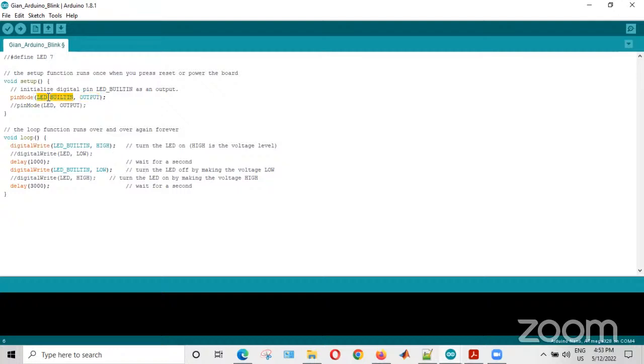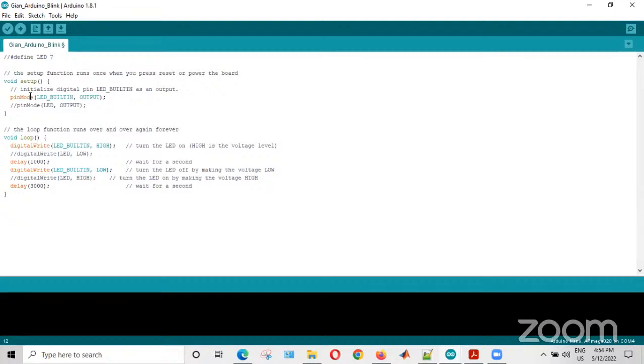LED_BUILTIN is actually a variable which is already present in the libraries. By writing LED_BUILTIN, I am telling the program that the concerned pin is the pin where the built-in LED, the LED which is present on the board, is connected. So I am just setting up the initial part, telling my board that the mode of the pin to which the built-in LED is connected should be output mode.